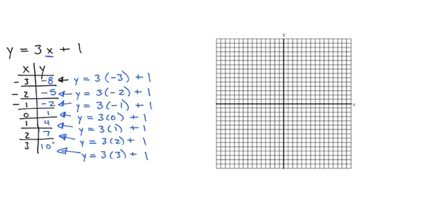And now I'll just plot these points, and let's see what we get. -3, -8. So I start counting from the origin. I'm going to go 3 to the left and 8 down. So 1, 2, 3, then 1, 2, 3, 4, 5, 6, 7, 8. Then I'm going to plot -2, -5. So 2 to the left, 5 down. 1, 2, 3, 4, 5.